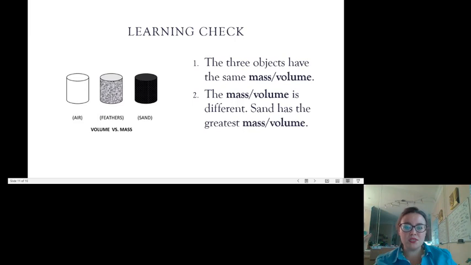Now, if the volume's the same, what do you think is different? The mass or the volume? Remember, we think mass is similar to weight because we measure it on a scale. And so if we think of air, feathers, and sand, they definitely have different mass. And which one has the greatest mass? Which one has the most amount of stuff in it? The sand. If we put the containers on a scale and with the same volume, the sand would have the greatest mass.